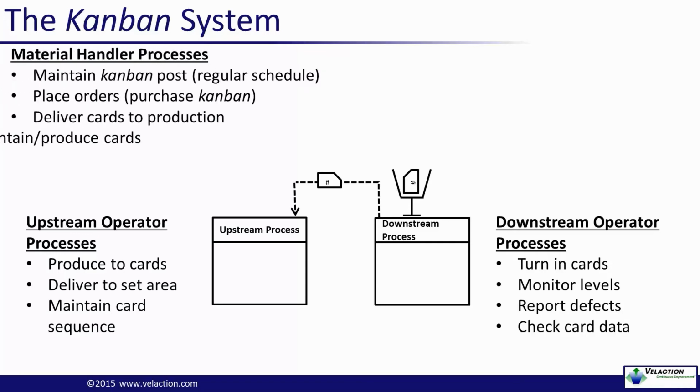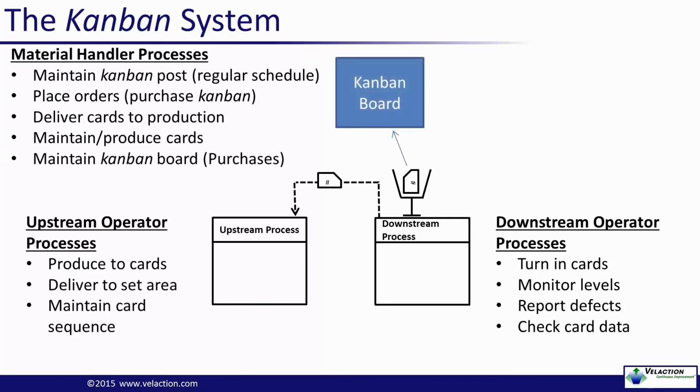Material handlers also have several processes that they must follow. One of the more important ones is to empty out the Kanban post so the cards don't stagnate. This should be done on a regular schedule. They are also the ones who are responsible for maintaining and producing cards. Another big job they have is to maintain a Kanban board for purchases. We'll talk about this in more detail later, but the purchase board provides a visual look at the flow of materials. It also makes it convenient for the material handler to match cards up with incoming components.